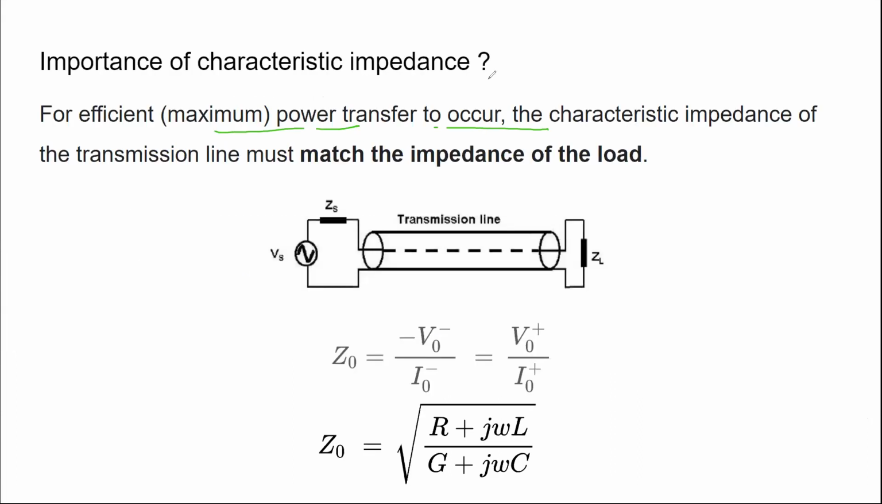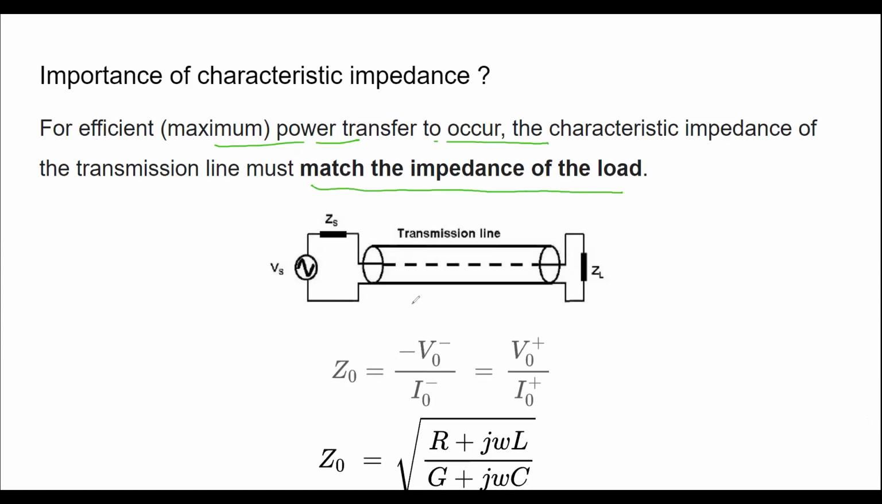And then we have the importance of characteristic impedance, right? So why is the characteristic impedance important? For efficient maximum transfer to occur, the characteristic impedance must match the impedance of the load, right? That is a very important idea that we need to have in our minds when we are designing microwave systems, right? So there's a certain characteristic impedance of a transmission line.